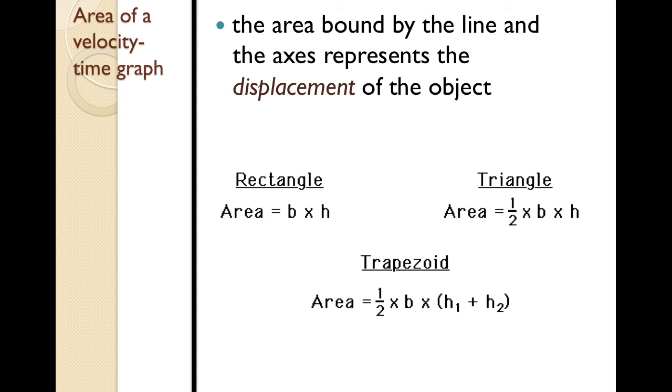So you're going to be met with a few different shapes, right? So if you know the area of a rectangle, the triangle, and the trapezoid. B is the base, and H is the height. So usually your base is obviously going to be your x-axis, and your H is going to be your y-axis. So this is how you find the areas for these 3 shapes.